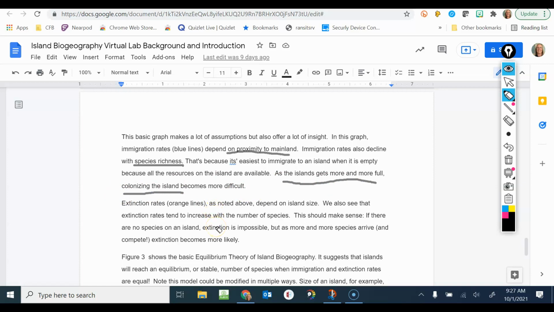Extinction rates depend on island size. The larger the island, the lesser the extinction rates. So we have that. And please go ahead. Yes, again, write your notes.